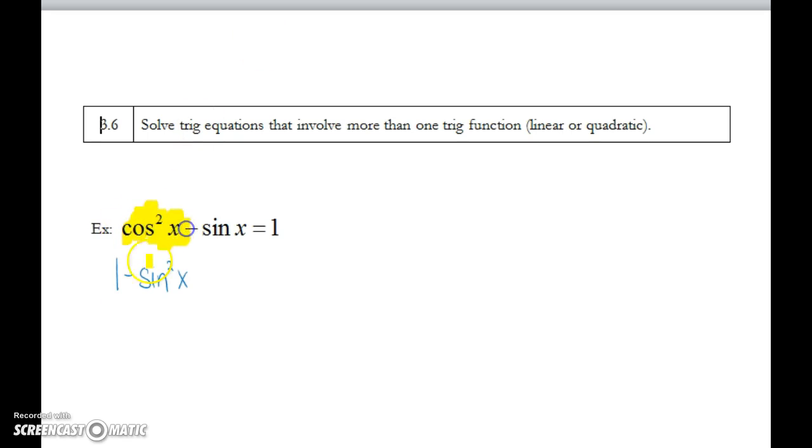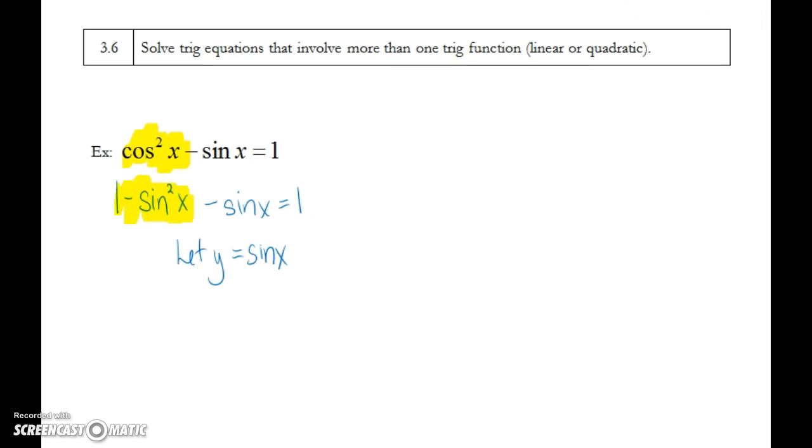So just to color code, what's in yellow here is equivalent. The rest of it we are bringing down. So minus sine x equals 1. Now if you notice, this is a quadratic trig equation because of that exponent squared. So we're going to let y equal sine x. And let's rewrite the problem. Our problem is now 1 minus y squared minus y equals 1.